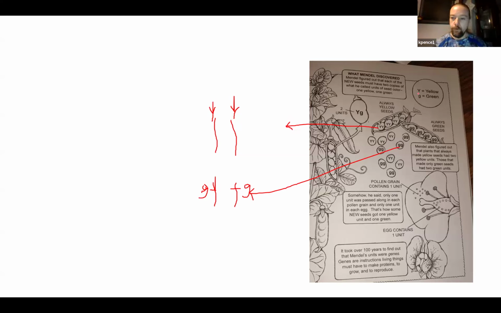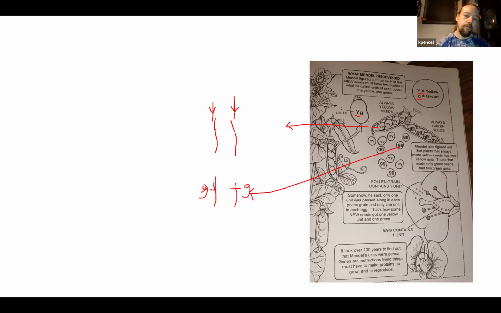Okay, so look up in the corner. Again, Y means yellow, and if I get a G, it means green. Remember, Y is dominant and G is recessive. So if you see the Y, no matter if there's a G there or not, the individual is always going to be yellow. The only way to get green is to get two copies of G, GG.